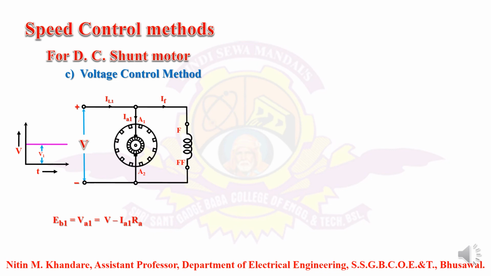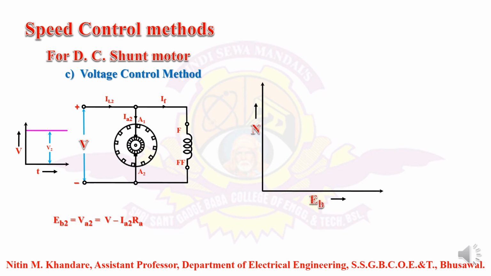If we want to increase the speed, we will increase the magnitude of the applied voltage like this. V2 will be the new applied voltage. That's why the current taken from the supply will be IL2, which is obviously higher than the previous one, as well as IA2 will be the current carried by the armature circuit, and the equation will become VA2 equals V2 minus IA2 into RA. As the back EMF increases, so does the speed. And if we draw the graph, it will be the same as that of the armature voltage control method.